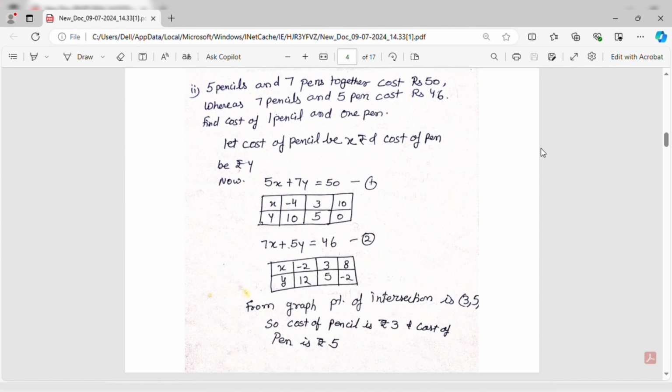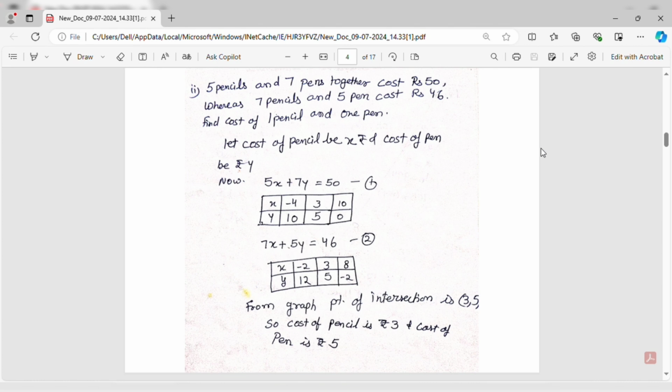Second question is: 5 pencils and 7 pens together cost rupees 50, whereas 7 pencils and 5 pens cost rupees 46. Find the cost of 1 pencil and 1 pen. We will assume the cost of a pencil as x and the cost of a pen as y. We will frame two equations as 5x plus 7y is equal to 50 and 7x plus 5y is equal to 46, as the condition is given in the question.